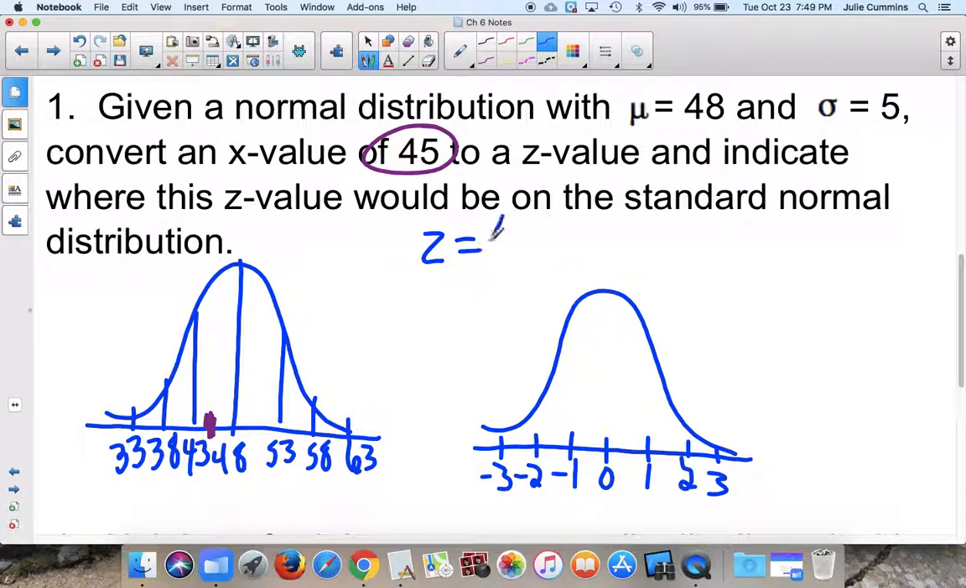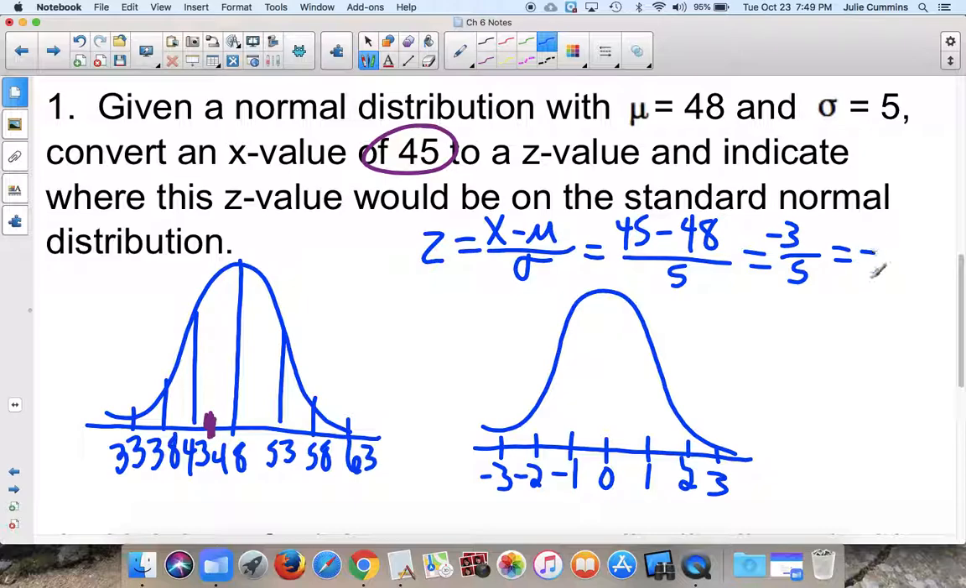So remember, z is x minus mu over sigma. So our x value is 45, our mu is 48, and sigma is 5. So we get negative 3 over 5, which as a decimal is negative 0.6. So the negative is telling us we're below the mean, and 0.6 means we're about 0.6. So this value falls about right here: 0.6 of a standard deviation below the mean.